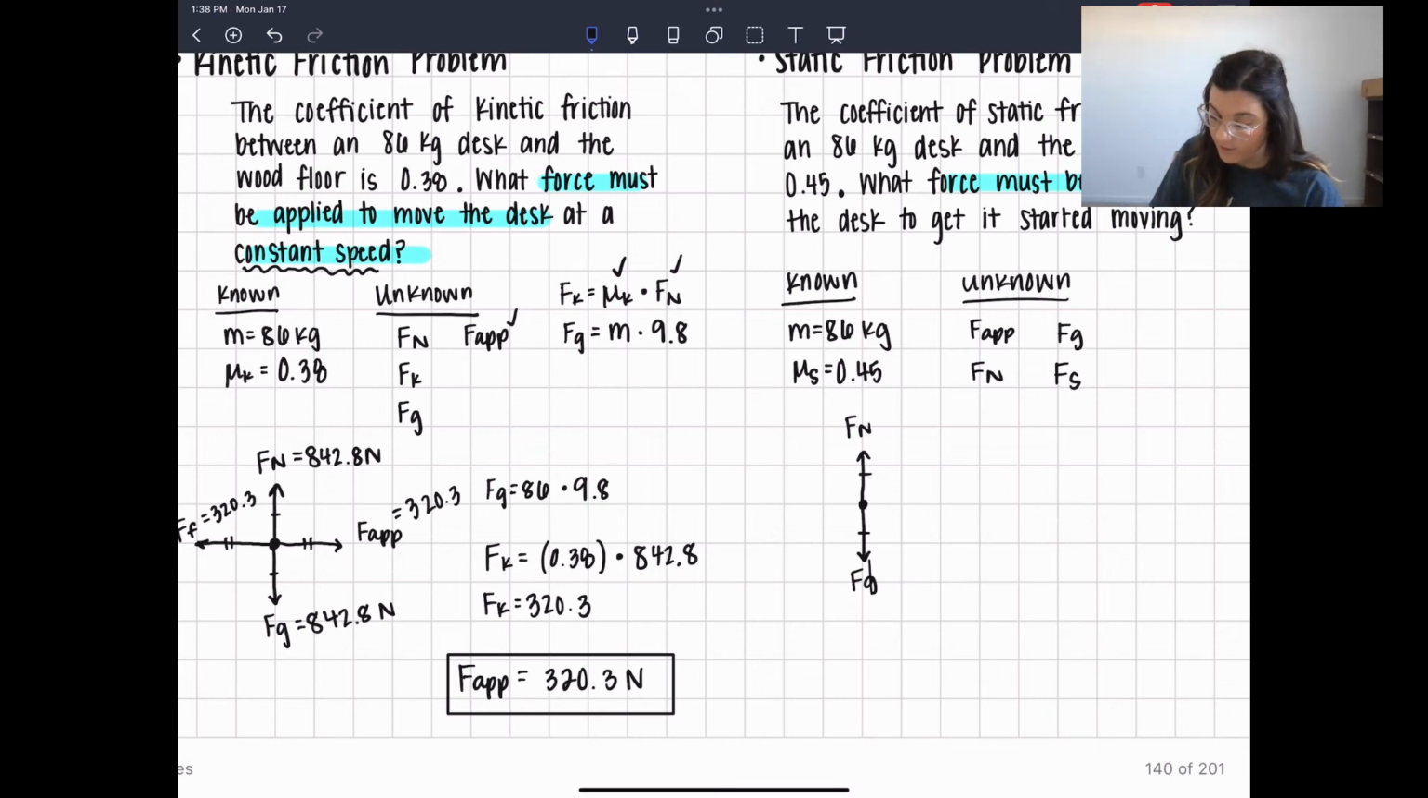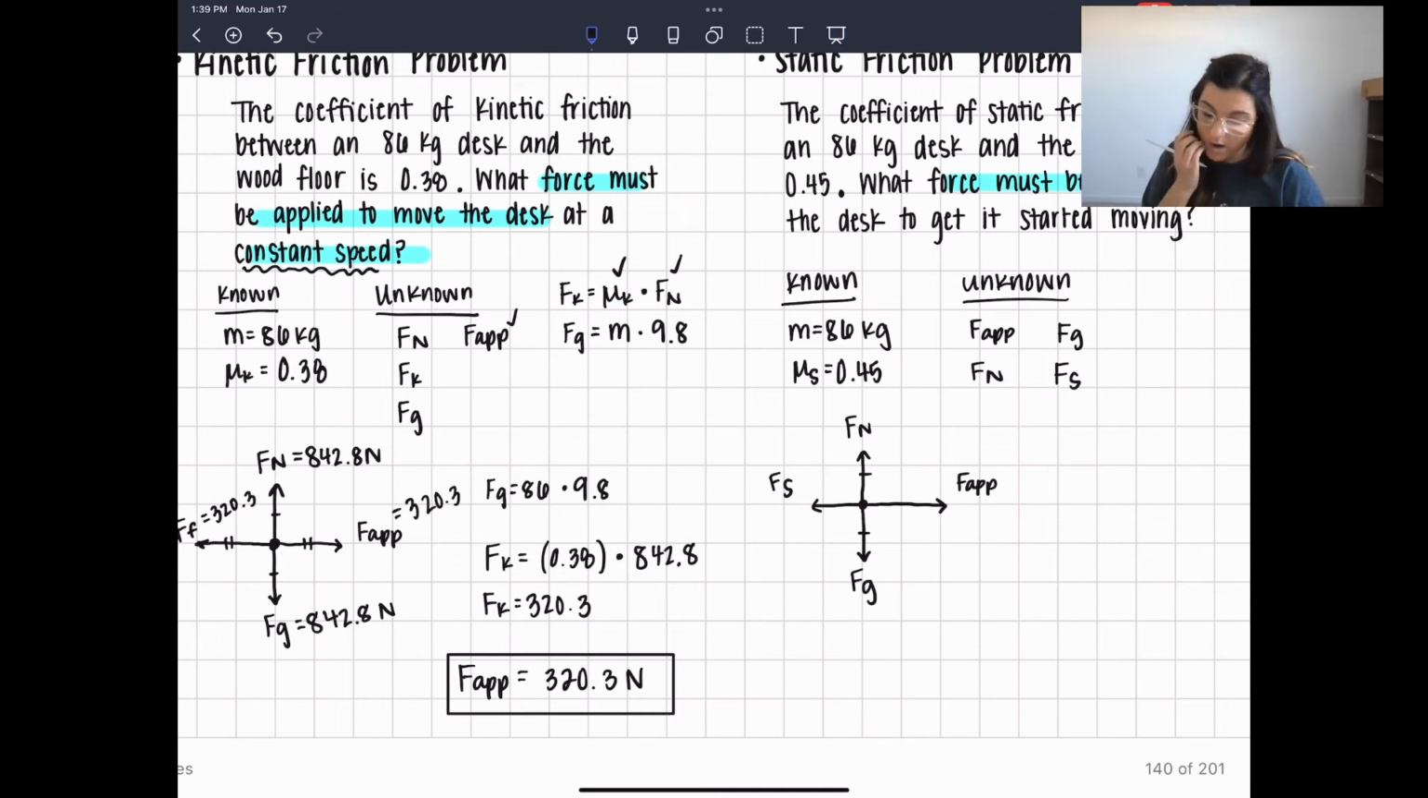So I know that this applied force is going to be a little bit greater, or at least greater, than my static friction. As long as it's greater than my static friction, it should be enough to get the desk moving. If it's equal to my static friction, then it's not going to move at all. And I don't want that to happen. I want it to start moving. So now I've got a nice diagram. Let's see if I can maybe start solving for some things.